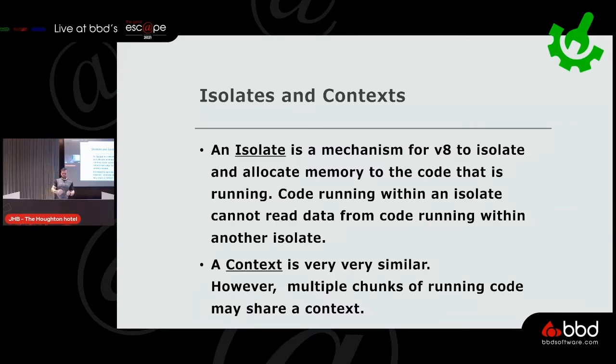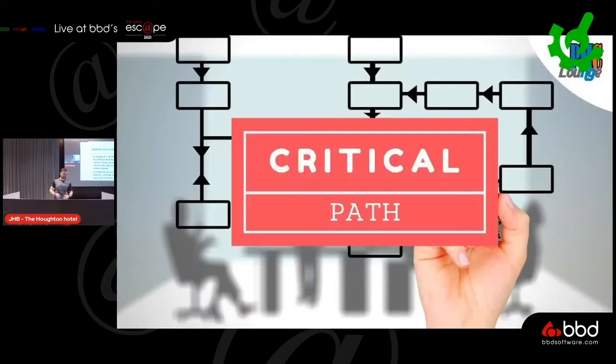The context is very similar to an isolate, but it has multiple chunks of code running in it and may share that context. Through this, a single V8 instance can run all of what you would usually use on your local development environment through one copy of the V8 engine, hence alleviating all the inefficient process overhead that you currently saw.